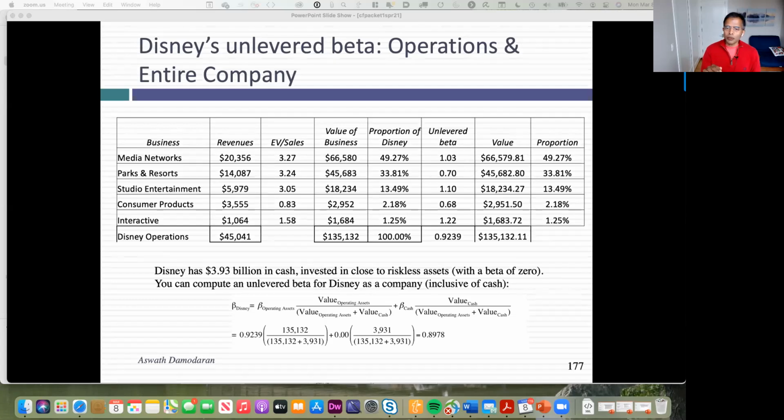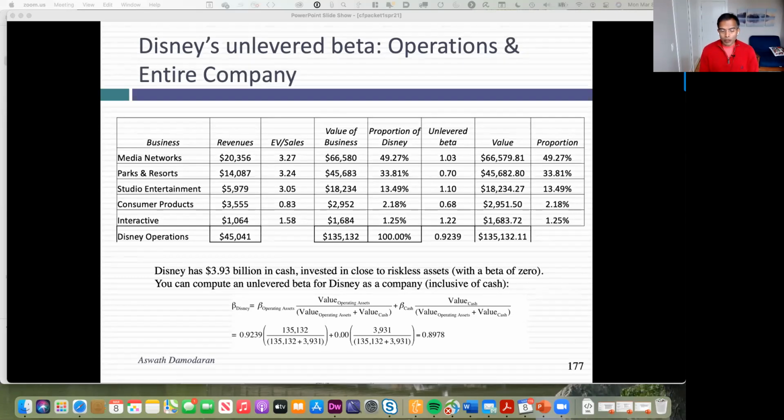Any questions on that process? So for some of you, let's turn your attention to your company in the project. When you try to do this for your company, some of your companies are single business companies. If you have a single business company, you just get a beta for the business, you're done. Nothing to weight because it's a single business. But if you are in 2 or 3 or 4 businesses, take that extra step. Estimate the value of each business, the weights of each, and take an unlevered beta, which is a weighted average.